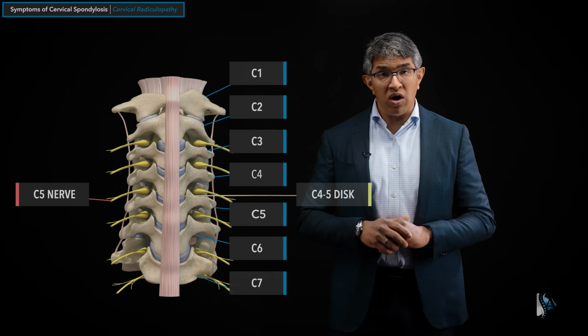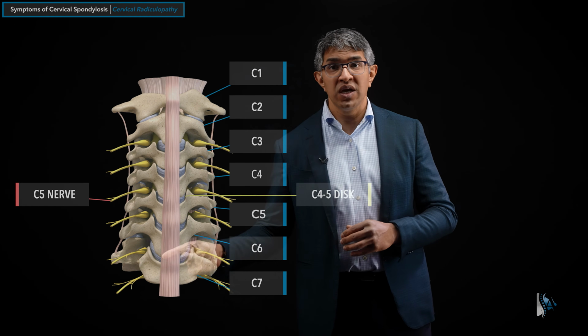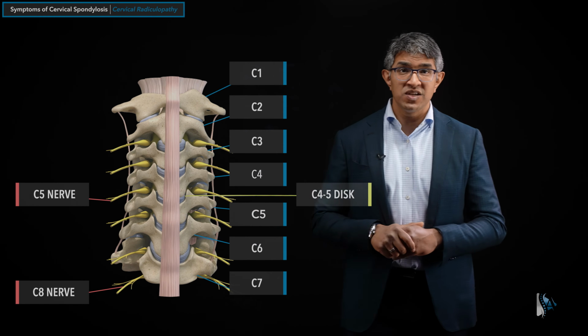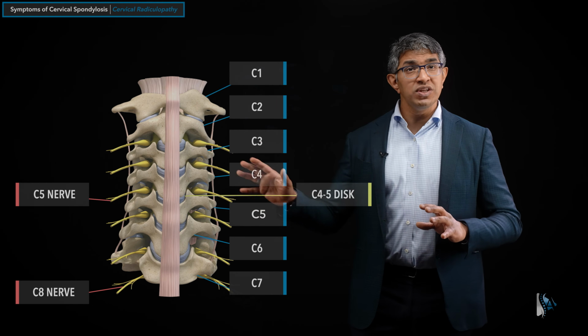An interesting little artifact, because of the way this is numbered, is that between C7 and T1 is a nerve called the C8 nerve. And again, there's a right-sided C8 and a left-sided C8 nerve, but there is no vertebral body or other structure numbered C8, only this one nerve.